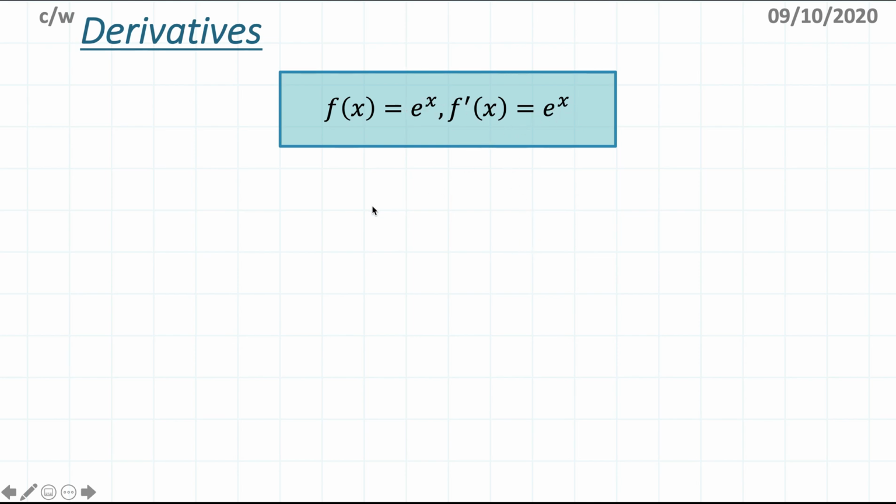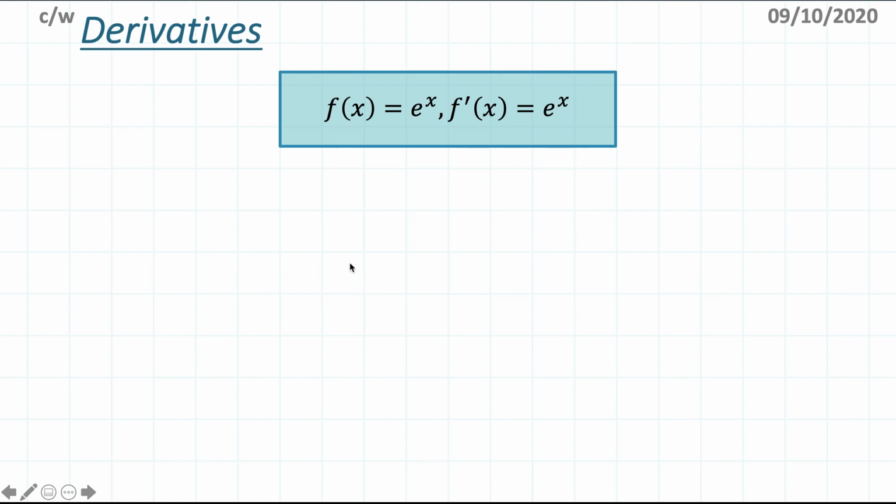It doesn't change. One way to check that is you could graph f of x, and then you can use the function on your graph where you find the derivative at a point, and you'll notice that it will always be the same as the output of the function. So the derivative of e to the power of x is e to the power of x.